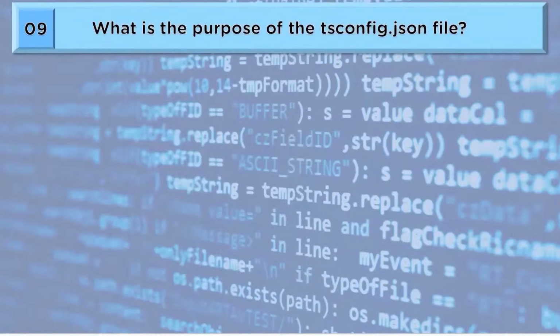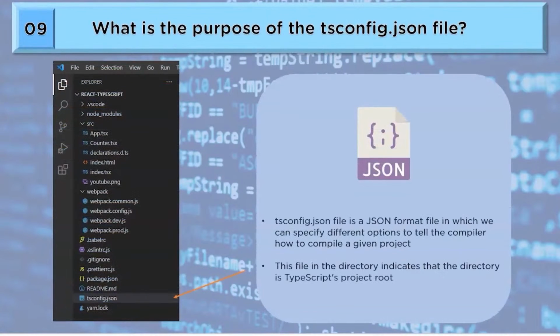What is the purpose of the tsconfig.json file? The tsconfig.json file is a JSON format file in which we can specify different options to tell the compiler how to compile a given project. This file in a directory indicates that the directory is the TypeScript project root.